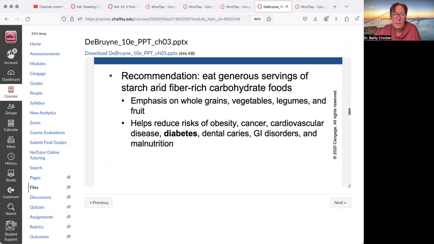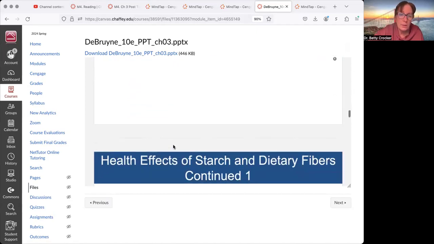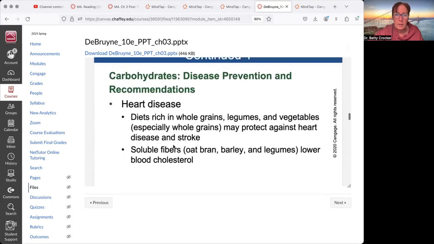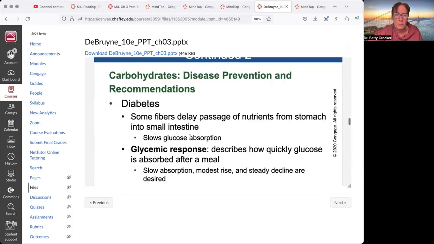Recommended: eat generous servings of starch and fiber-rich foods. So the big deal here is fiber-rich foods. They help reduce the risk of, look at all of this, obesity, cancer, cardiovascular disease, diabetes, dental caries, GI disorders, and malnutrition. Friends, eat your fiber. Eat your fiber. Here's some more information on heart disease. All of these are going to be fiber-rich foods.